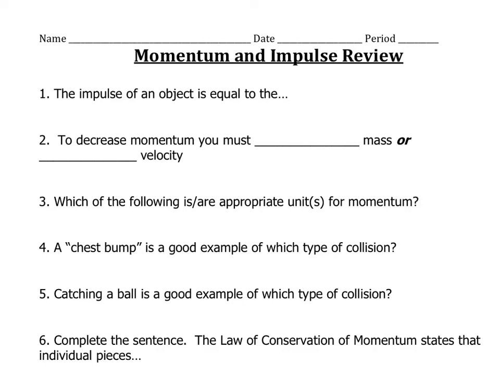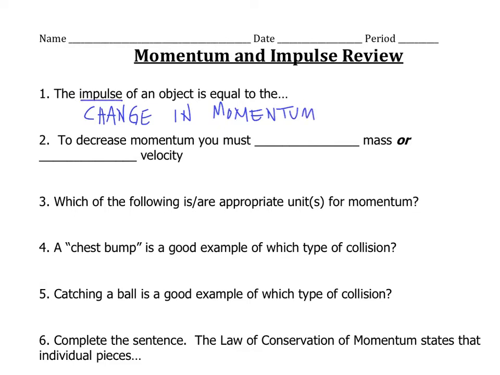All right, let's look at the momentum and impulse review. Number one, impulse of an object is equal to the change in momentum of an object. So a change in momentum occurs when there's a change in velocity, final velocity minus initial velocity, like we've seen in our equation. And when that occurs, momentum changes, and we call that change in momentum impulse.